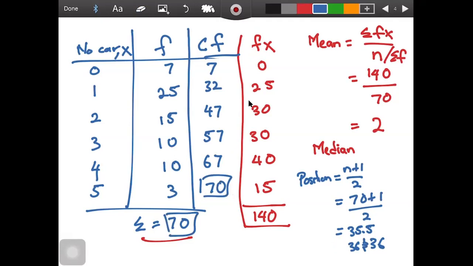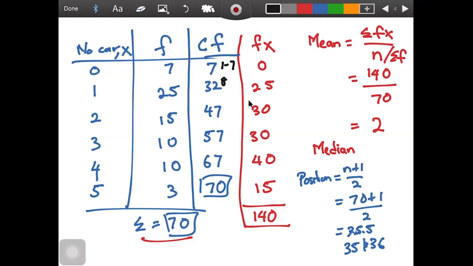So here the position is between 35 and 36. So position here, in this here, is from 1 to 7. Okay, the position. If we arrange in ascending order, 1 until 7.